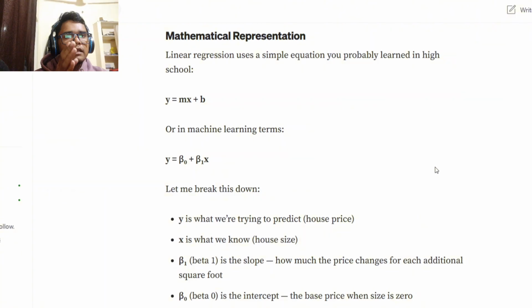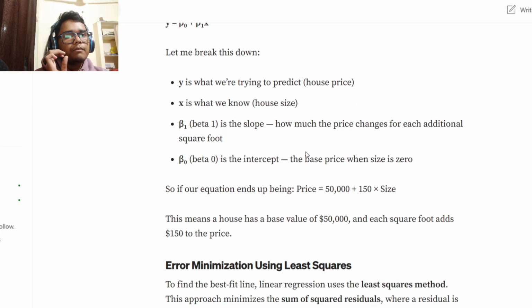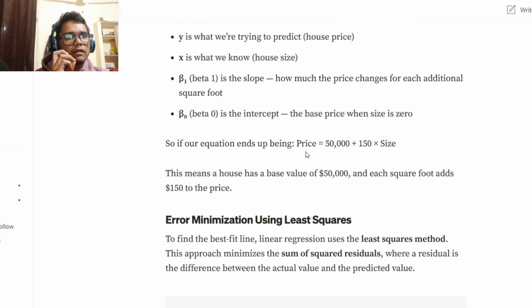Let's see the mathematical representation. Linear regression uses a simple equation you probably learned in high school. That is y = mx + b. Or in machine learning terms, y = b0 + b1x. Let me break this down. Y is what we are trying to predict, house price. X is what we know, house size. Beta 1 is the slope and beta 0 is the intercept.